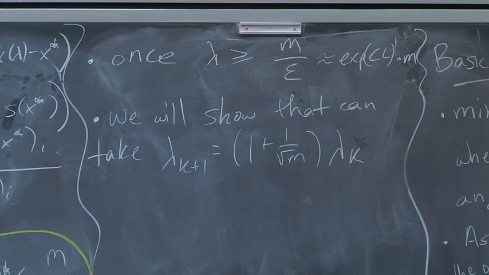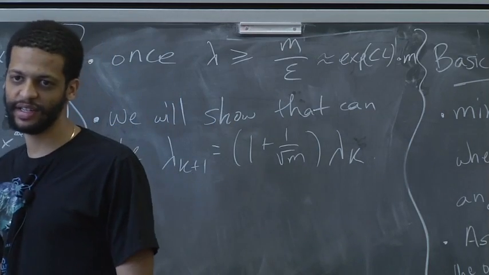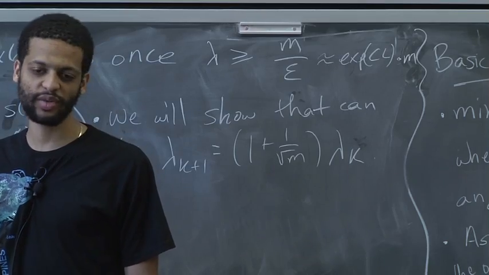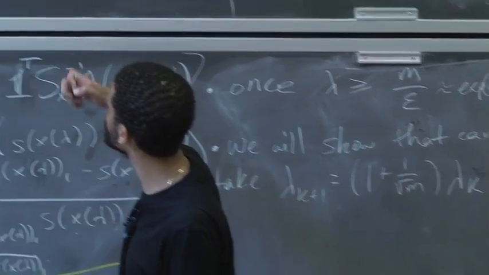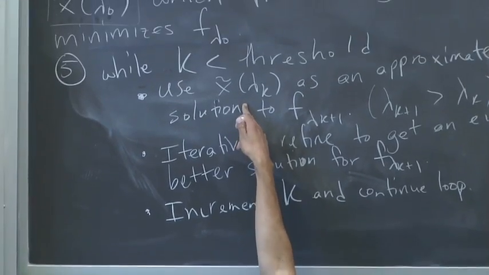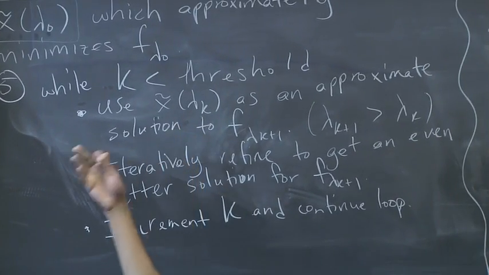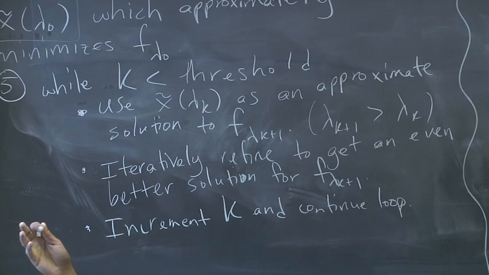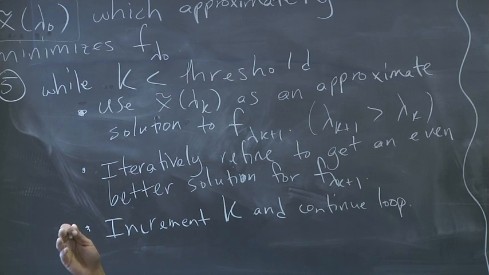Okay, I haven't shown this yet, but we'll show that, right? What's the constraint in choosing lambda k plus 1? The constraint in choosing lambda k plus 1 is we want to make sure that the approximate solution we have for lambda k still is somewhat good for the next function, for f of lambda k plus 1, right?